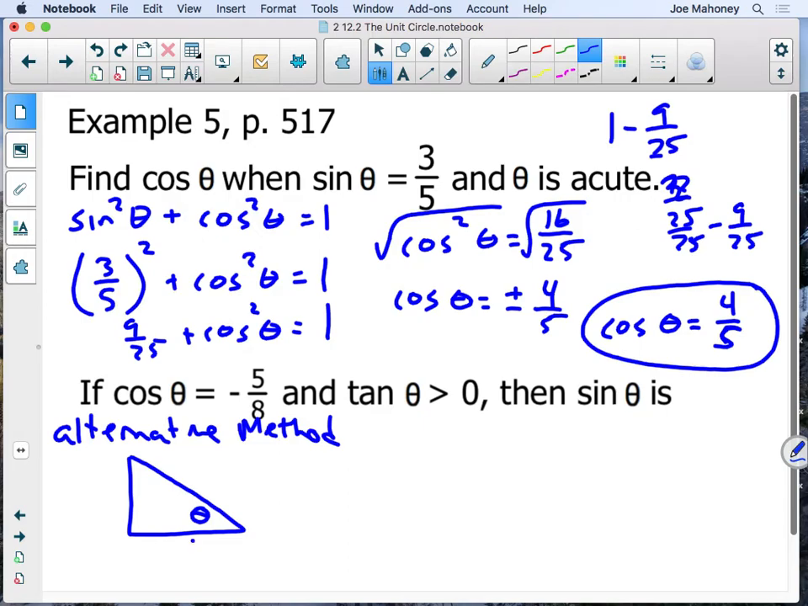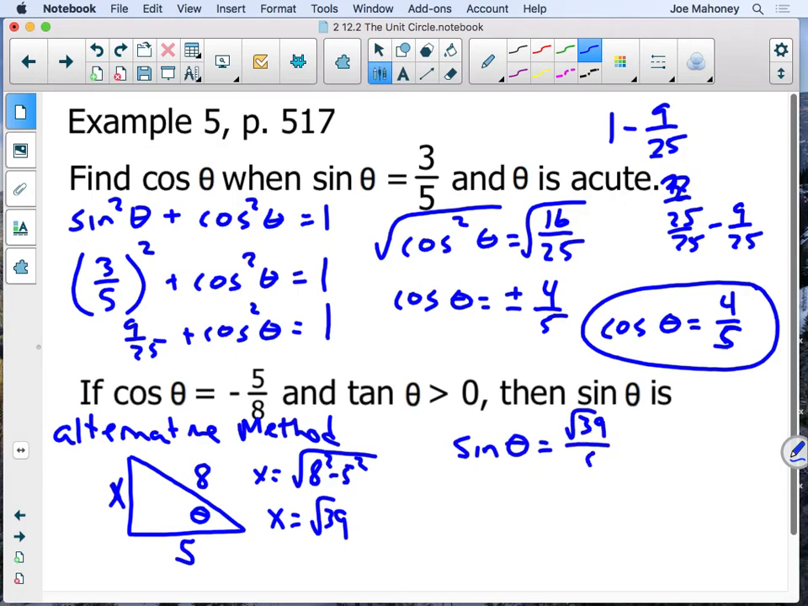Cosine is adjacent over hypotenuse. So if I can do the Pythagorean theorem, I can get the value of this third side. So this value x equals the square root of 8 squared minus 5 squared. And I think that's 64 minus 25, that's 39. So that third side of the triangle is the square root of 39. Sine, we know, is opposite over hypotenuse. So the square root of 39 over 8.